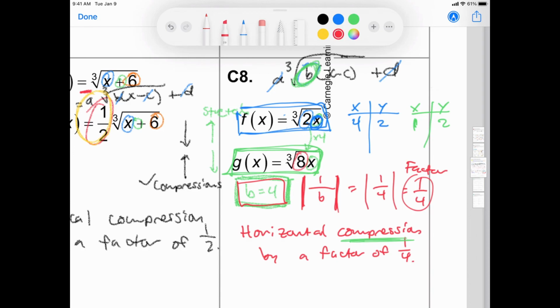What's the difference between the two tables of values is from 4 to 1. Well, how do you go from 4 to 1? You multiply it by a factor of 1/4, which is the factor we just got. And that goes back to that formula, 1 over b x. And that's how you know it is a horizontal compression. So that's question C8.